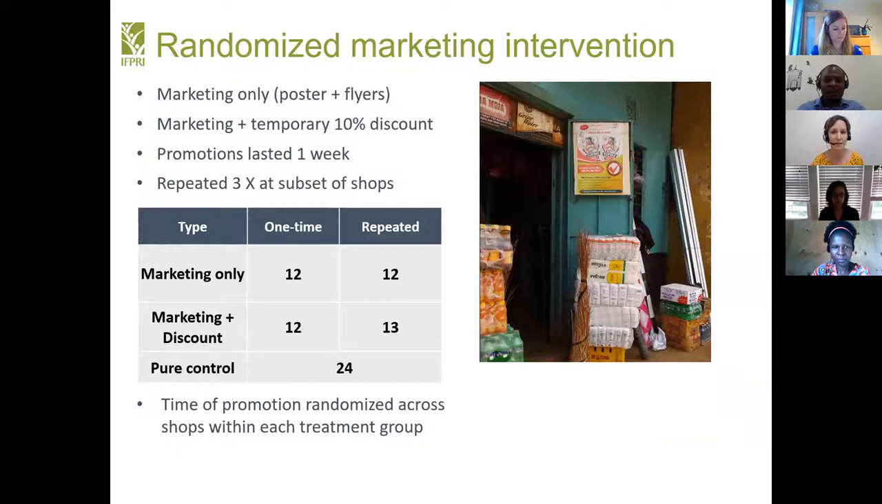These promotions lasted for 1 week, and in another group of shops, the promotion was combined with a temporary discount. In a further subset, either the discount or the marketing alone was repeated 3 times. The timing was also randomized, so we can control for time effects.